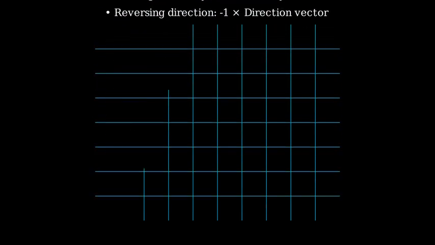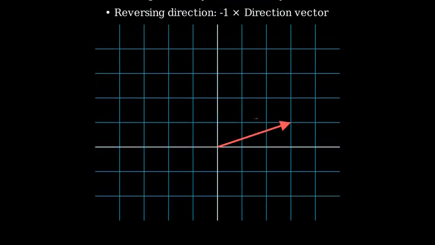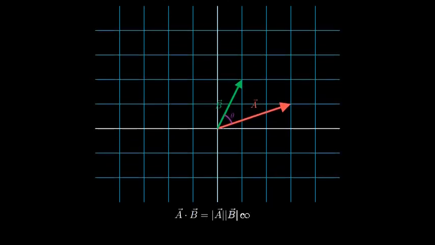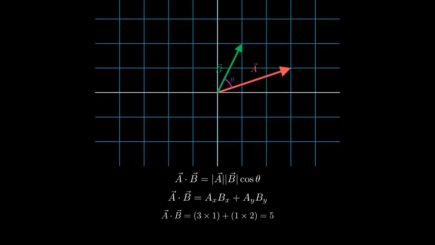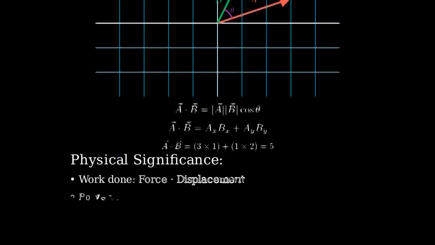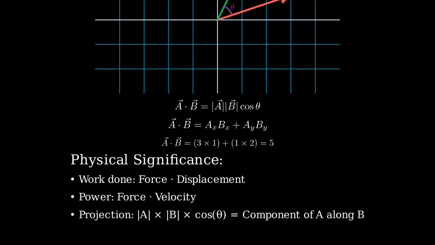Next, let's discuss the dot product, which is a type of vector multiplication that results in a scalar. The dot product of two vectors A and B is defined as the product of their magnitudes and the cosine of the angle between them. It can also be calculated using components: A_x times B_x plus A_y times B_y. Physically, the dot product represents work done by a force, power, or the projection of one vector onto another.